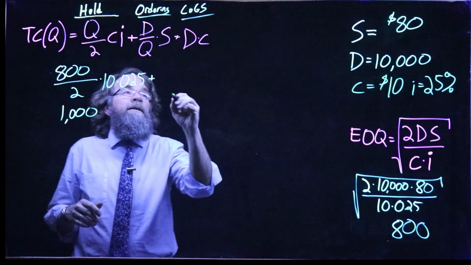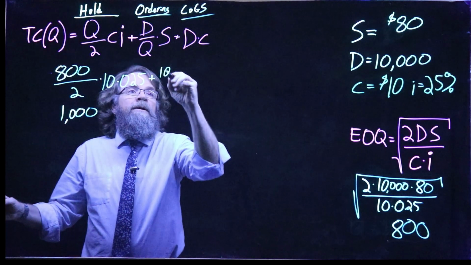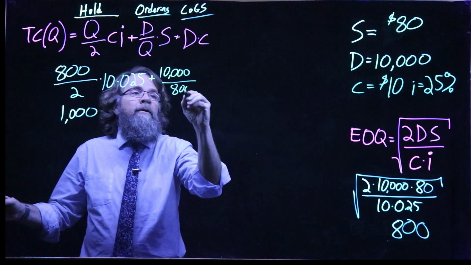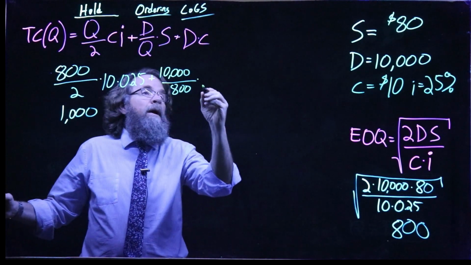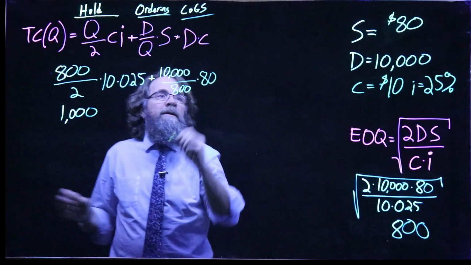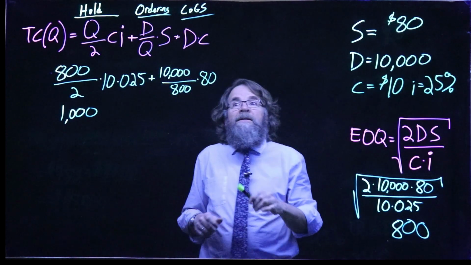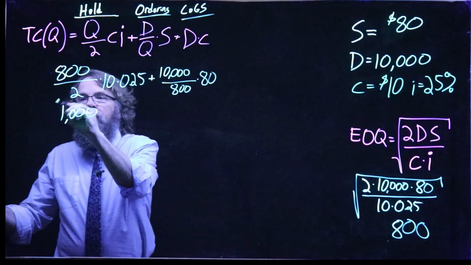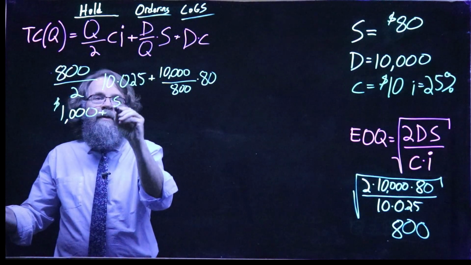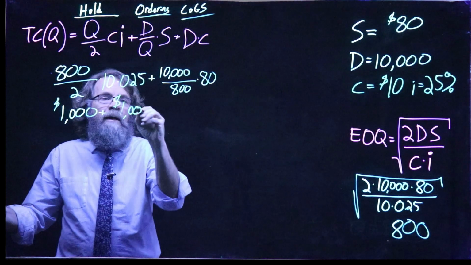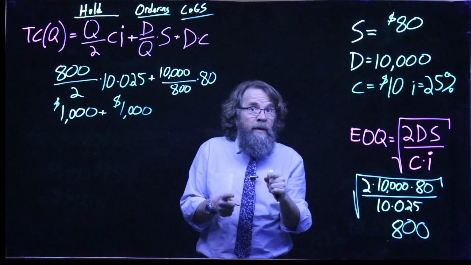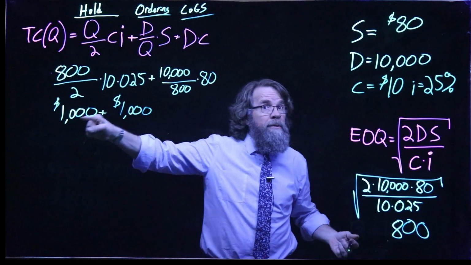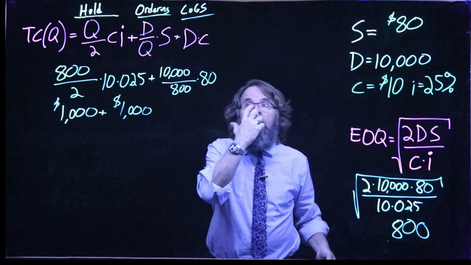Then the ordering cost is annual demand of 10,000 units divided by our order size of 800, and then multiplied by our setup cost or ordering cost of 80. So we have 80 divided by 800 times 10,000, and so we end up with $1,000 for that as well. If you know about the EOQ, ordering and holding costs should be balanced, so we expected those numbers to be the same because we are using the EOQ.